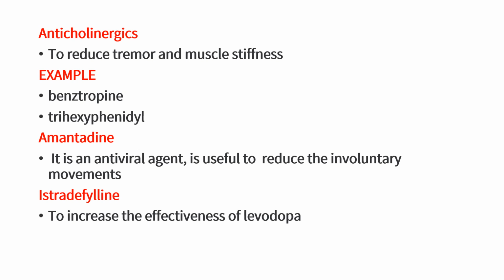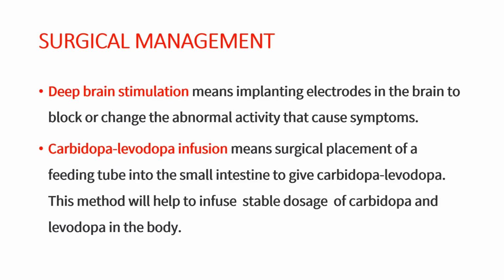Apart from that, anticholinergics to reduce tremor and muscle stiffness. Commonly used anticholinergics are benztropine and trihexyphenidyl. Then amantadine. It is an antiviral agent and it is useful to reduce the involuntary movement. Then istradefylline to increase the effectiveness of levodopa. So these are all the other medications: anticholinergics, amantadine, istradefylline. These drugs are also used for the treatment of Parkinson's.